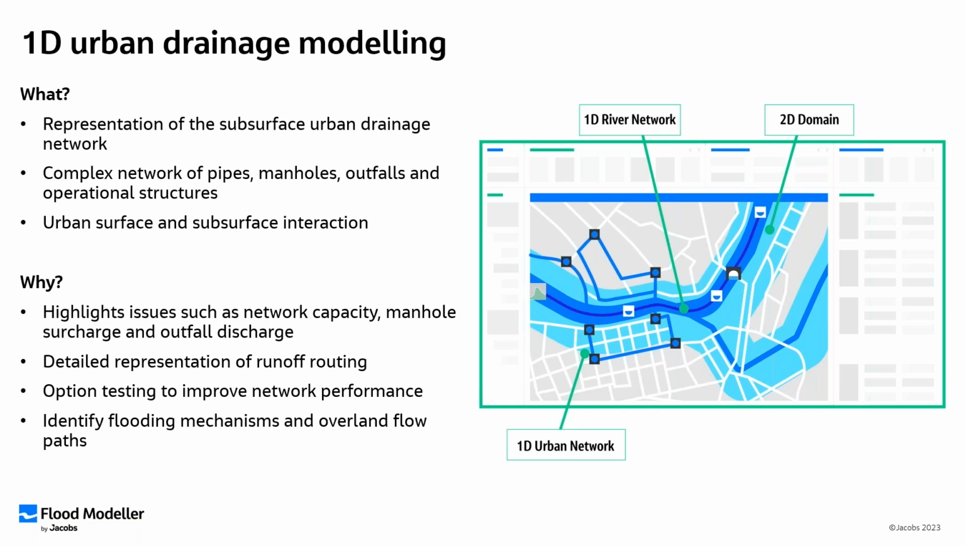We can then link the 1D urban network to the surface, such as at manholes, and then represent both surface and subsurface flows and the interaction between the two to get a better idea of runoff routing and key flood mechanisms related to the urban network. And I'll come on to that in a second, but all of this capability is now available using Flood Modeler's 1D urban solver.